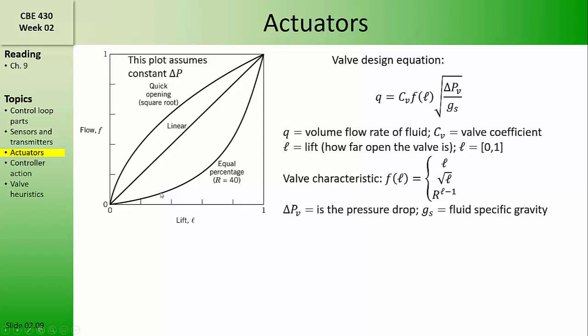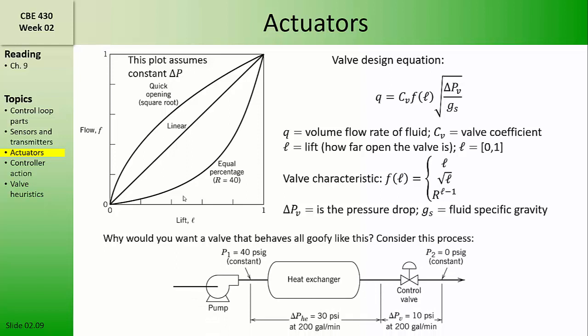Equal percentage valves are designed so that the change in the flow rate with respect to the lift at any point along the curve is approximately proportional to the flow rate. So why would you want a valve that has a nonlinear behavior like this? To understand the control valve design, we have to consider how the control valve will behave when it's installed in a process.